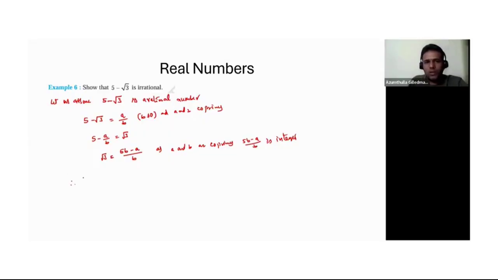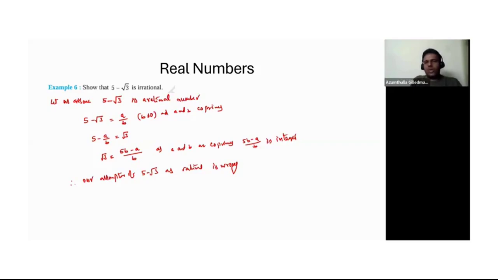So therefore, our assumption of 5 minus root 3 as rational is wrong. Because 5B minus A by B, these are coprime numbers, and if I simplify these, I'll get a rational number. But root 3 is not rational. So this is contradicting the fact, if we simplify whatever values we are getting.